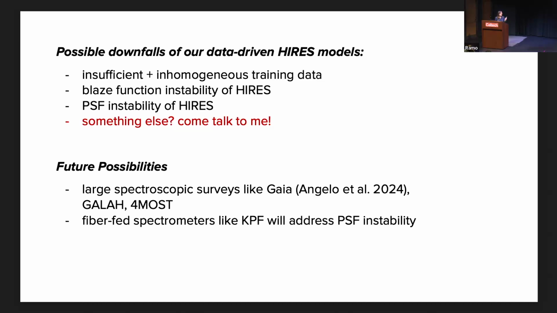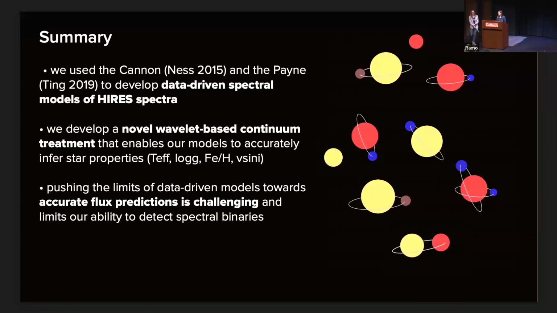But not all hope is lost. People have talked about these spectroscopic surveys that are coming out with more stable instruments, so there's a lot of hope to look for binaries there. And also fiber-fed spectrometers like KPF, which will have more stable point spread functions too. So I'm going to leave up my summary and take questions.